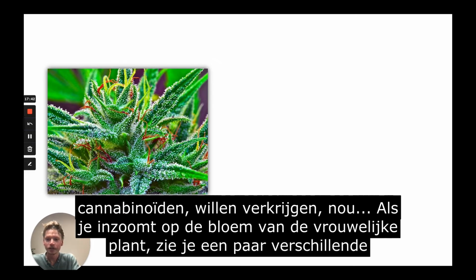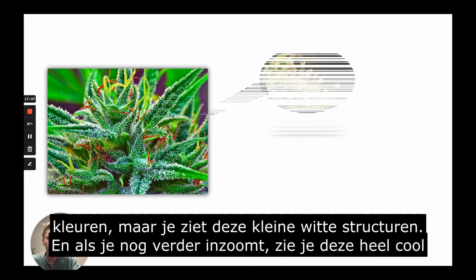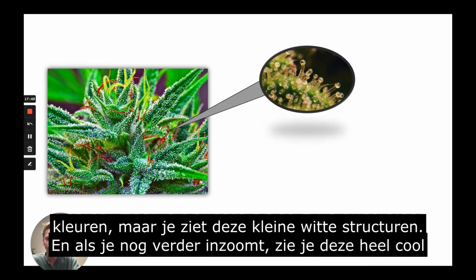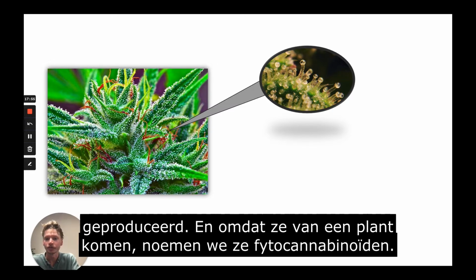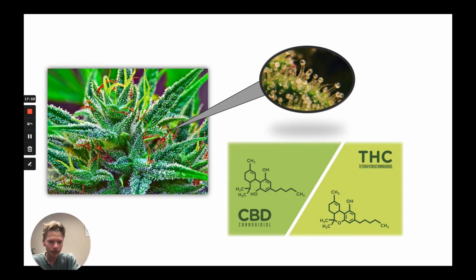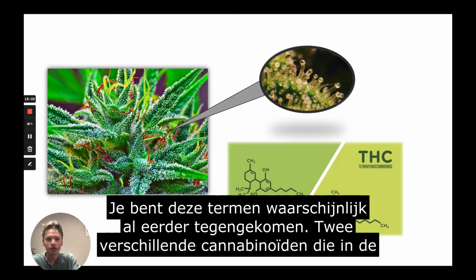If you zoom into the flower of the female plant, you see a few different colors, but you see these small little white structures, and when you zoom in even further, there are these quite cool looking glandular structures. It's within these glandular structures that these cannabinoids are produced, and because they're from a plant, we call them phytocannabinoids. You've probably come across the term before.